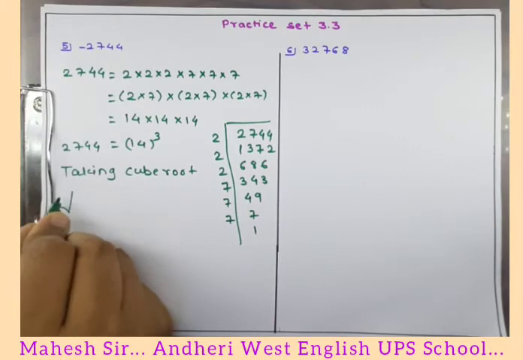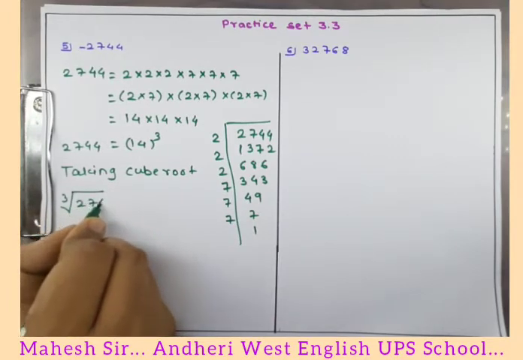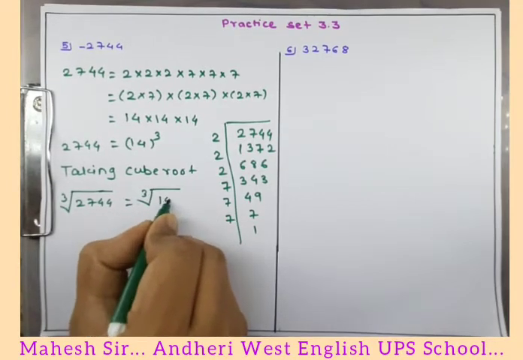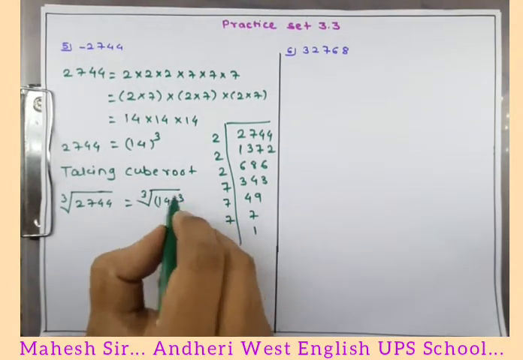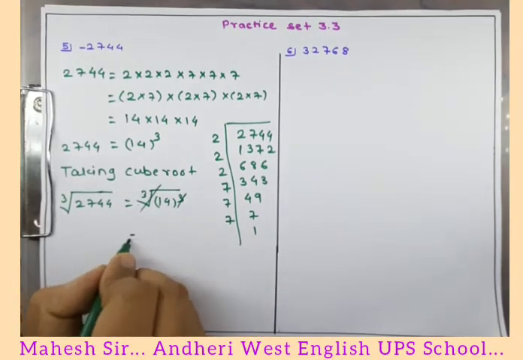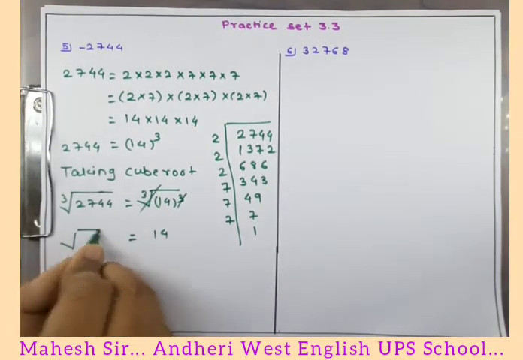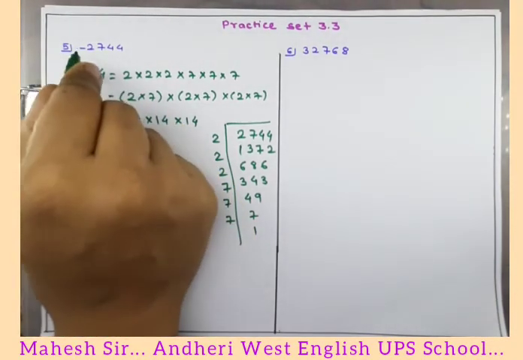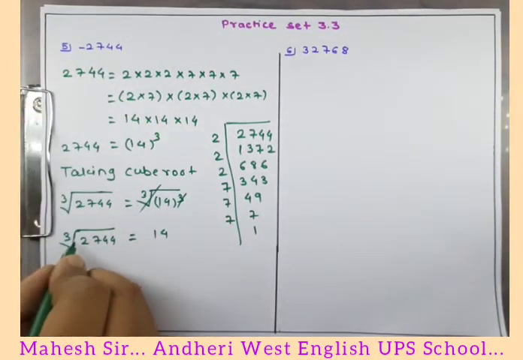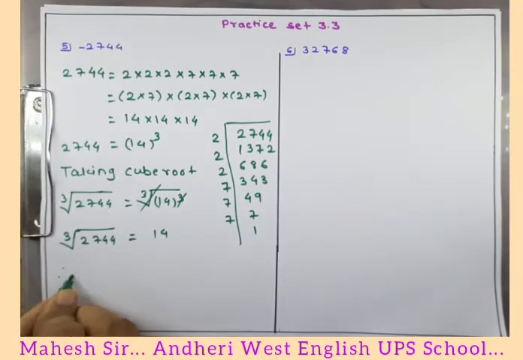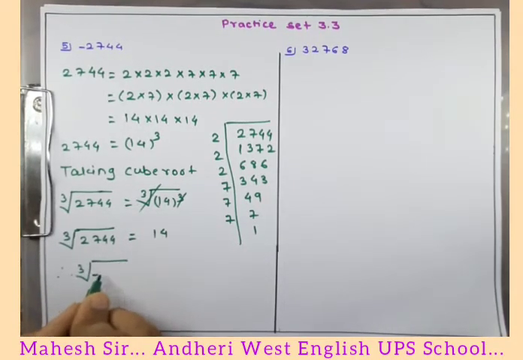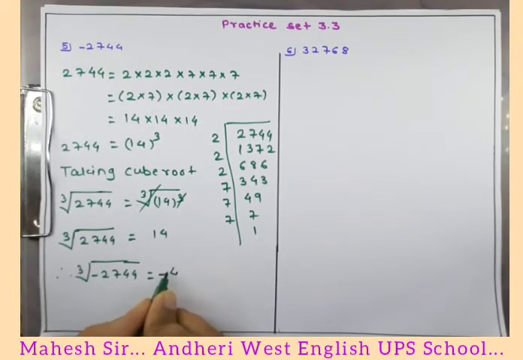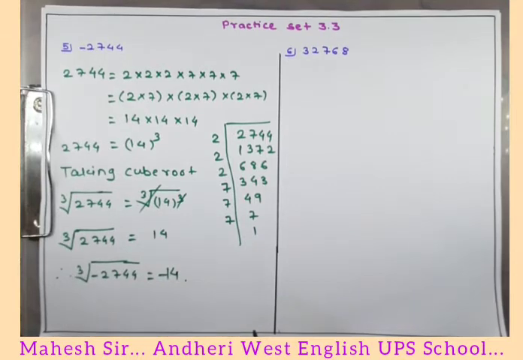So I will get cube root of 2744 is equal to cube root of 14 cube. Again cube and cube root will get cancelled, so I will get 14 as the cube root of 2744. But we have to find out the negative sign, so only at the answer we will write the negative sign. Therefore cube root of minus 2744 is equal to minus 14.